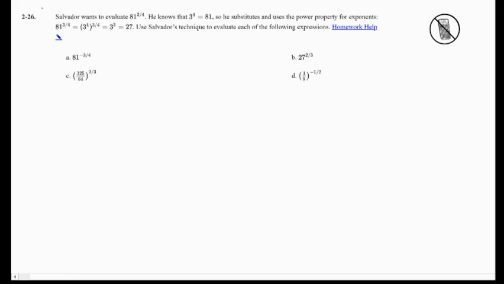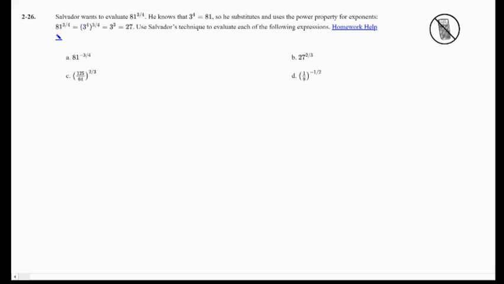Okay, this problem is a really, really good problem, a really important concept to help us with our algebra as we go through problems like this. So basically, it explains here that Salvador, to evaluate a fractional exponent, breaks down the base into an exponent itself. So you see here that 81 is 3 to the power of 4.